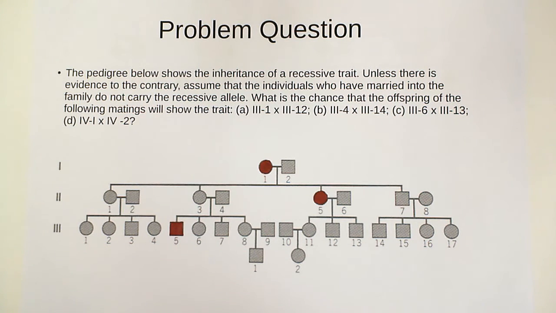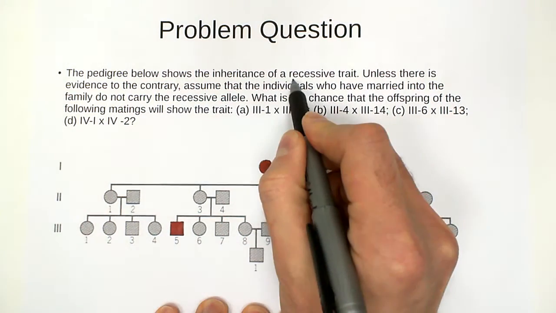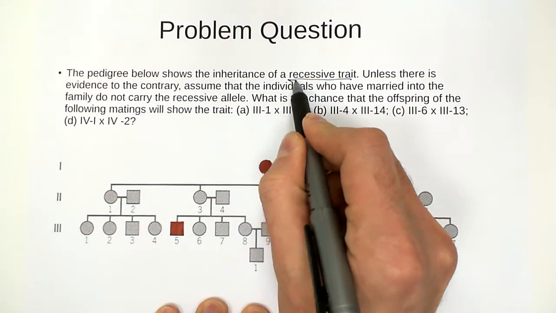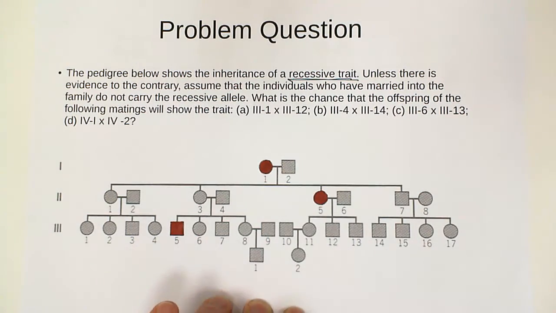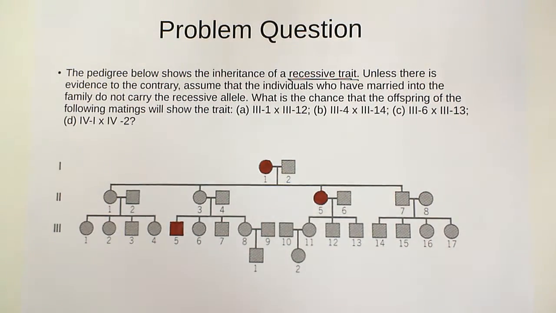So the first thing you need to do, when you're looking at a question like this, is figure out some of the key terms. In this case, the question tells you that this is a recessive trait. So we have a recessive trait that we're dealing with, which means that individuals who have it are going to be homozygous recessive.